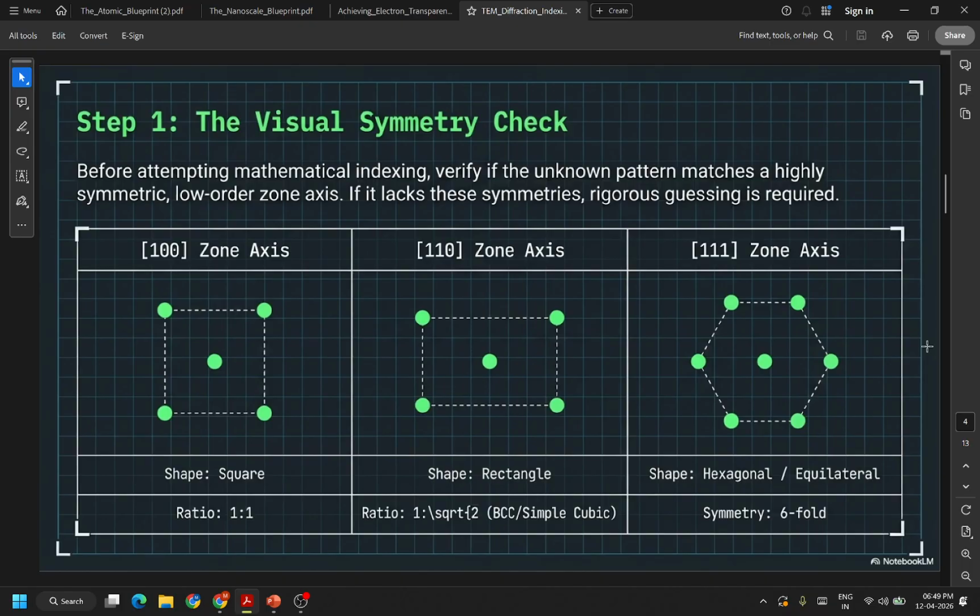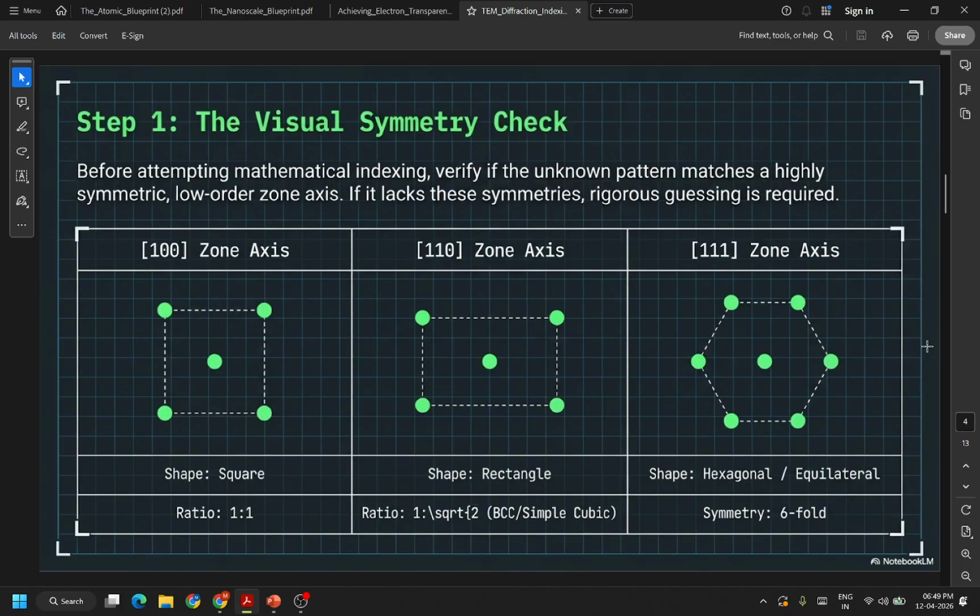So first is the visual symmetry check. Before attempting mathematical indexing, we have to verify if the unknown pattern matches a highly symmetric low order zone axis. If it lacks these symmetries, then rigorous guessing is required.